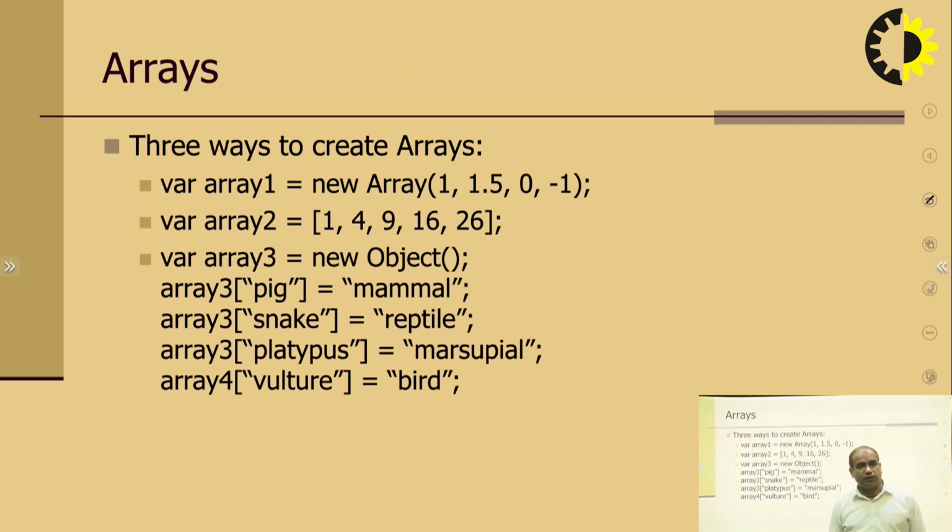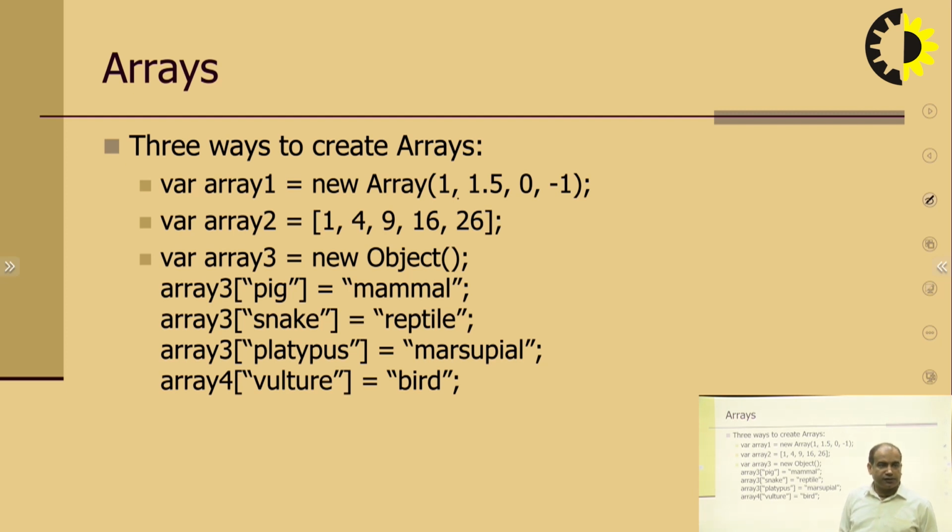Next we are talking about arrays in JavaScript. There are three ways to create an array. The first way is like this: array variable name, new Array, and we define values. So here 1, 1.5, 0 and -1, that is one array. For the second type, we use square brackets: array 2, 1, 4, 9, 16 and 26. That is the second way to define an array.